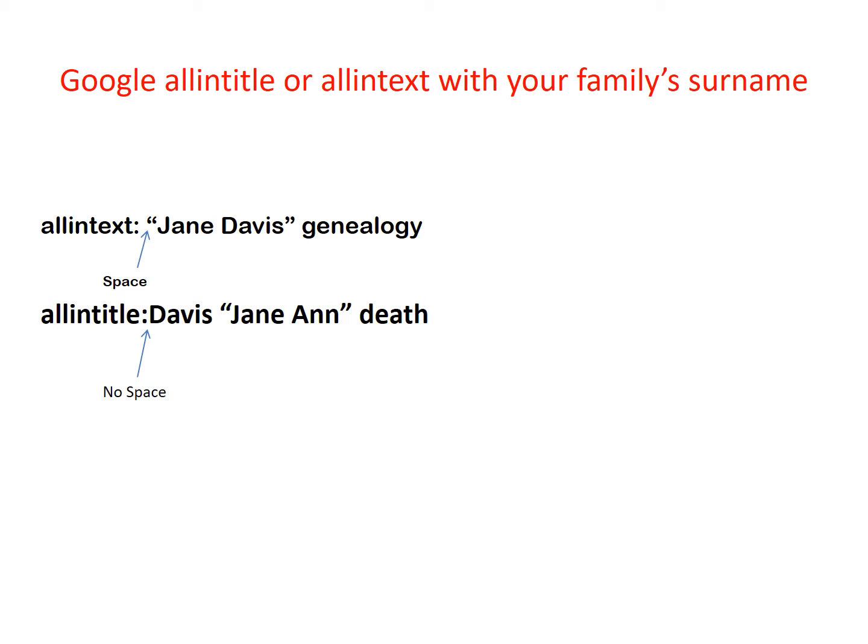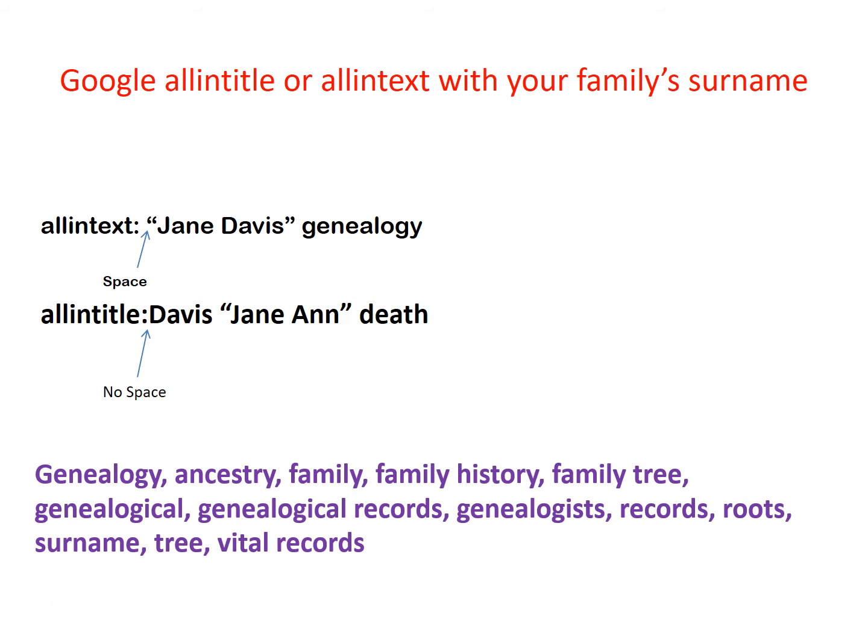When using "all in text" or "all in title," remember that symbols such as colons, quotation marks, or asterisks don't like to touch each other. So do put a space after a colon if putting a name in quotation marks right beside it. Put quotation marks around first and middle name if you want to find just those names together. All these words can be synonyms for genealogy. Try different ones to catch the different databases.